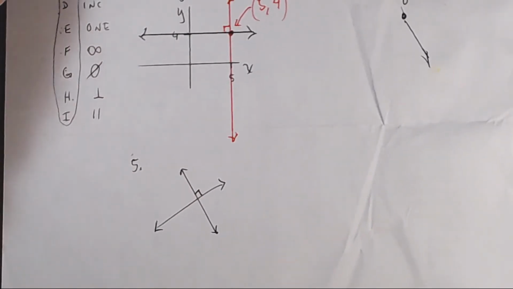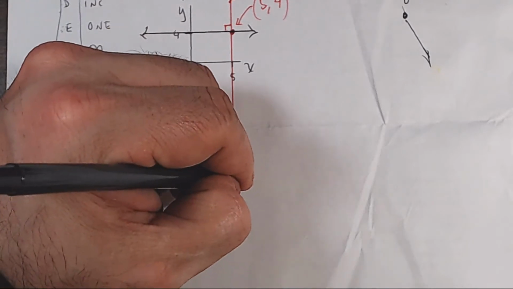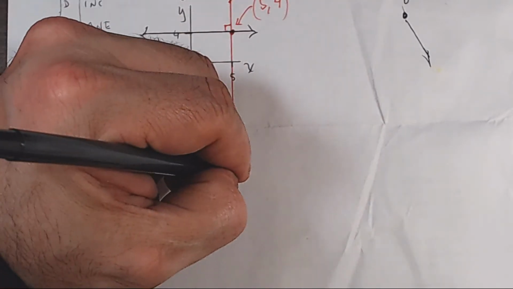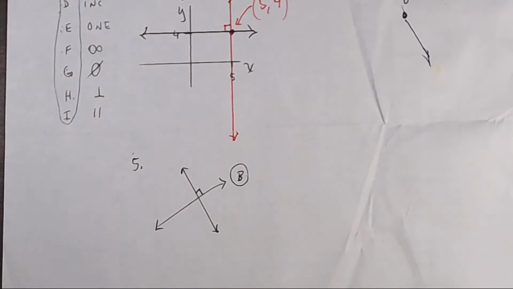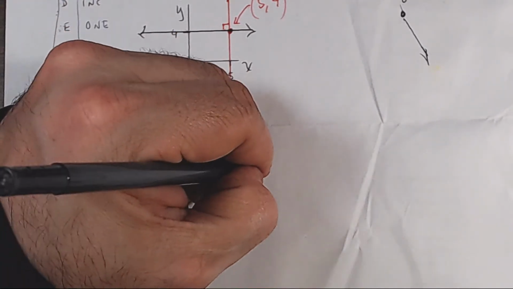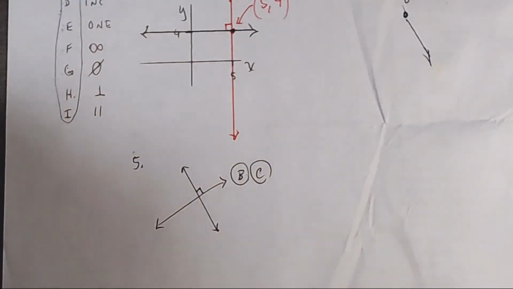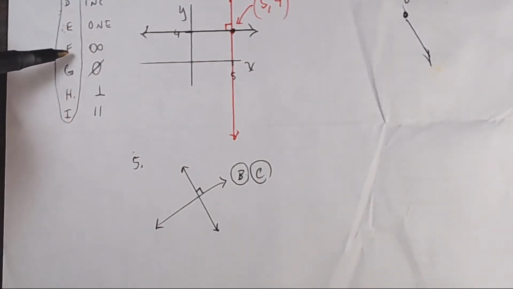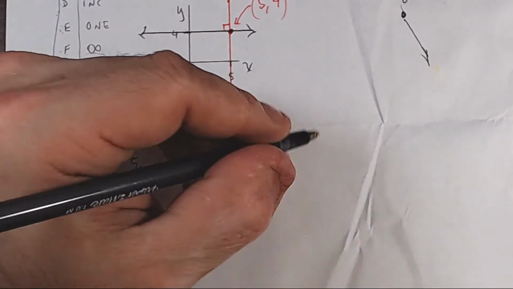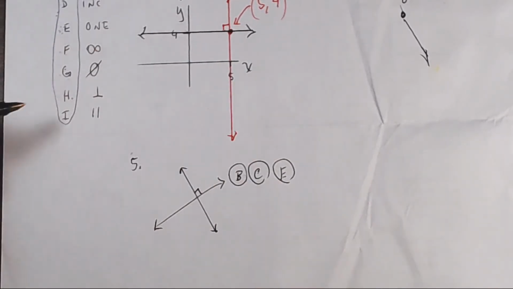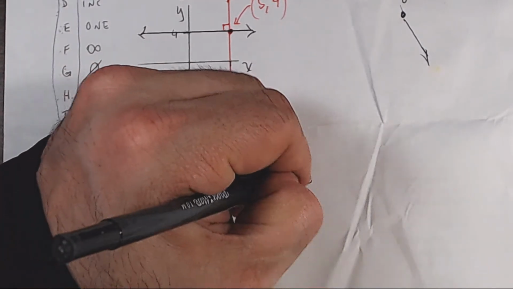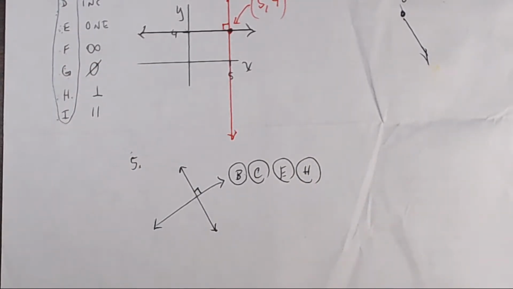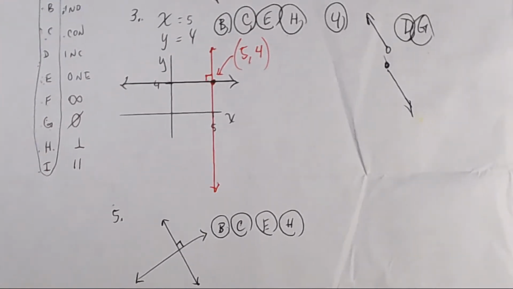Number 5, is it dependent or independent? Independent. It has exactly one solution. Consistent or inconsistent? Consistent, so that would be C. One solution, infinite or none? One. And then parallel or perpendicular? Perpendicular. Good job. All right, so that is that.